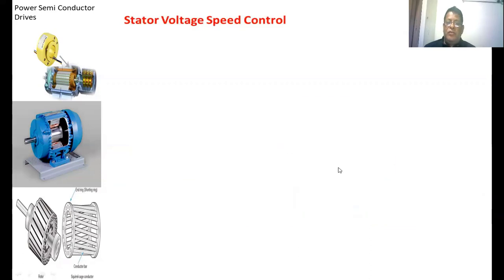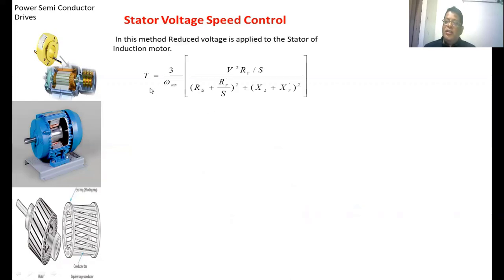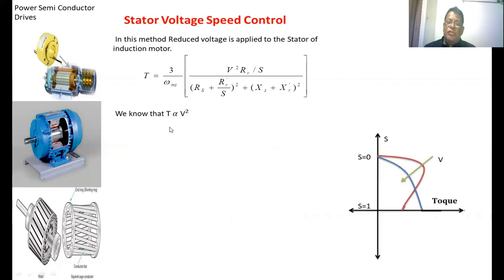Stator voltage speed control. In this method, we apply a reduced voltage to the stator winding of a three-phase induction motor. The torque developed in a three-phase induction motor is equal to 3 by omega ms, V square Rr dash by s, divided by (Rs plus Rr dash by s) whole square plus (Xs plus Xr dash) whole square. Already we know this formula. For a high value of slip, all these parameters are constant except the voltage. So the torque is directly proportional to V.